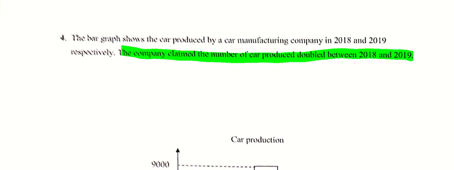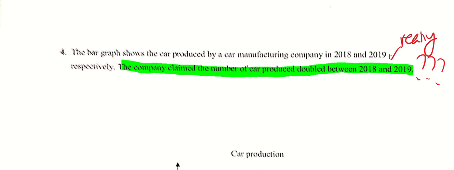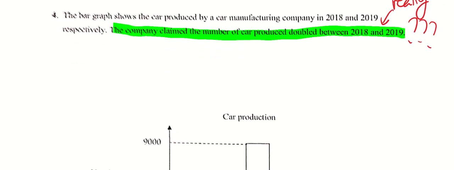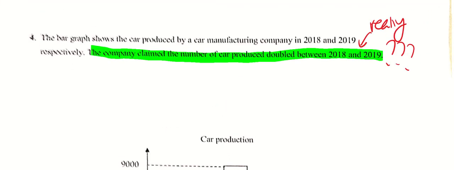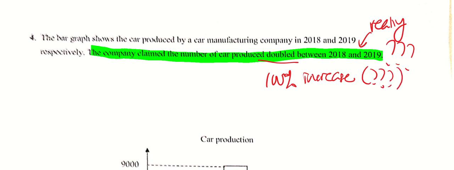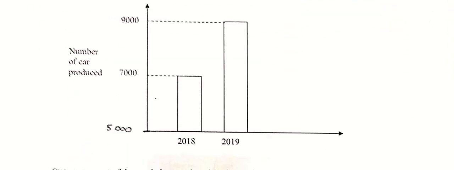So when you see this kind of claim, the first question is really, you should go and doubt this. Because to double the sales in 1 year is insane. It's really, really insane in the usual case. Usually sales wouldn't go up so drastically, because double means 100% increase, which is really, really doubtable. Okay, so let's take a look.